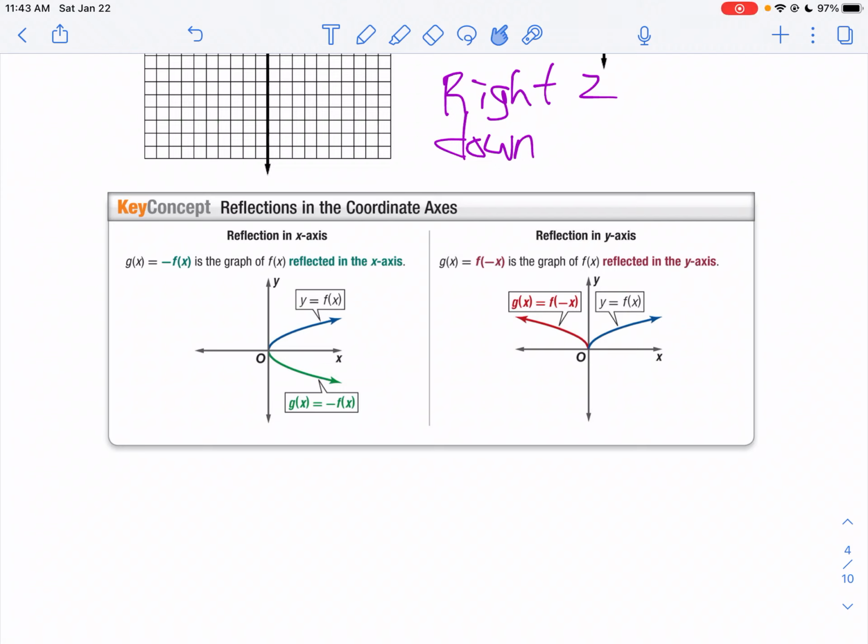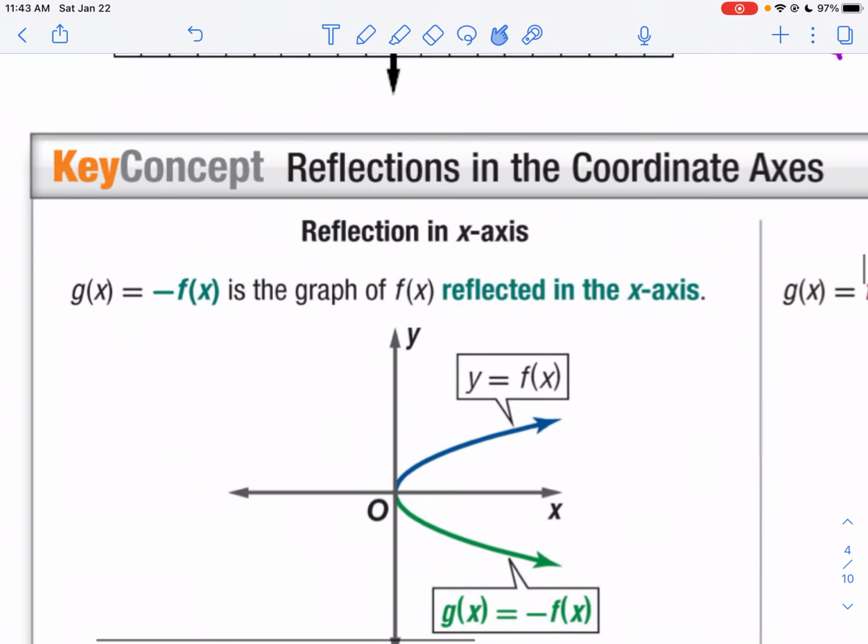Next, we're going to take a look at reflections. If you take the opposite of your function, I'm going to blow this up a little bit so we can take a look at it. If I put the opposite of my function, I'm going to reflect that over the x-axis. So I take my function and every y value, I'm going to flip it over the x-axis, because I'm taking the opposite of my function.